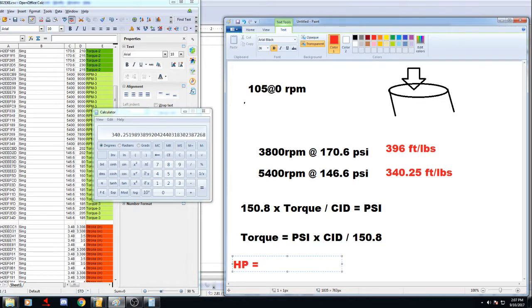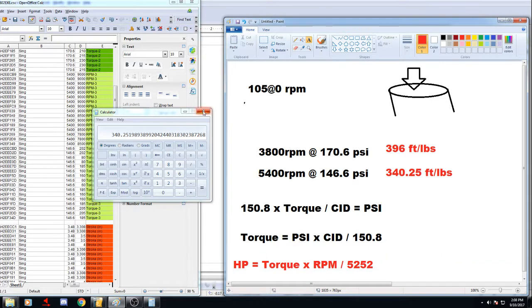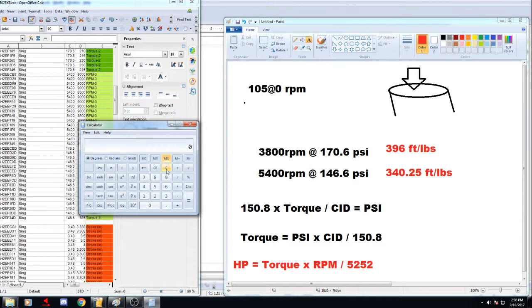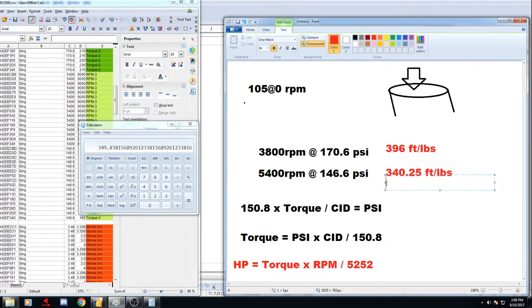Now you need to remember this formula. Horsepower equals, that's a very simple one, we're not going to run the complicated one, horsepower equals torque times RPM divided by 5252. That's the magic number. Let's run the math on that. 340 and a quarter foot-pounds of torque times, what's the RPM? 5400, divided by 5252. That would bring us to 349.8 horsepower. 349.8 HP.